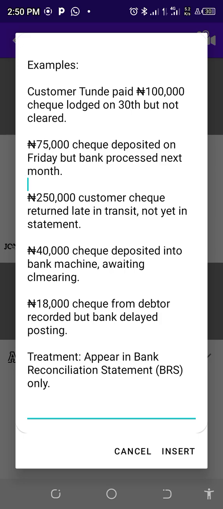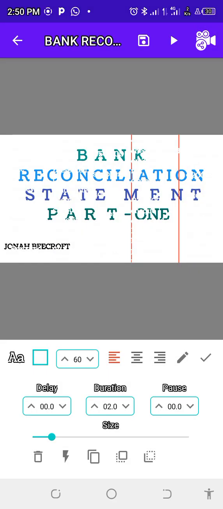That should also be taken proper cognizance of. Then the next thing we are going to take a look at, the direct debit, the direct credit, and we'll also look at the errors.